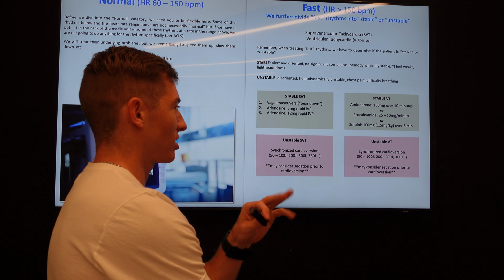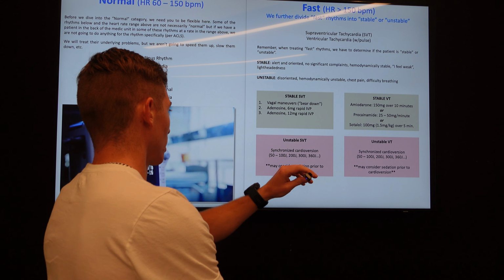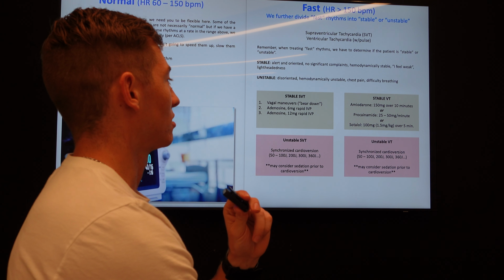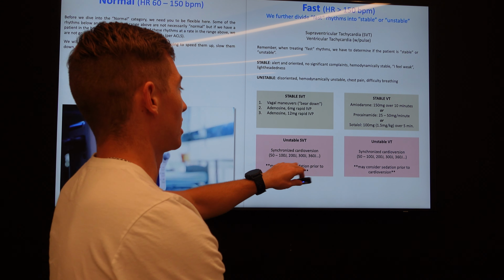So if it's unstable, skip medication, go to electricity, so synchronized cardiovert just like before. So whether they're stable or unstable is going to determine medication. But if they're unstable, just electricity at the same levels.